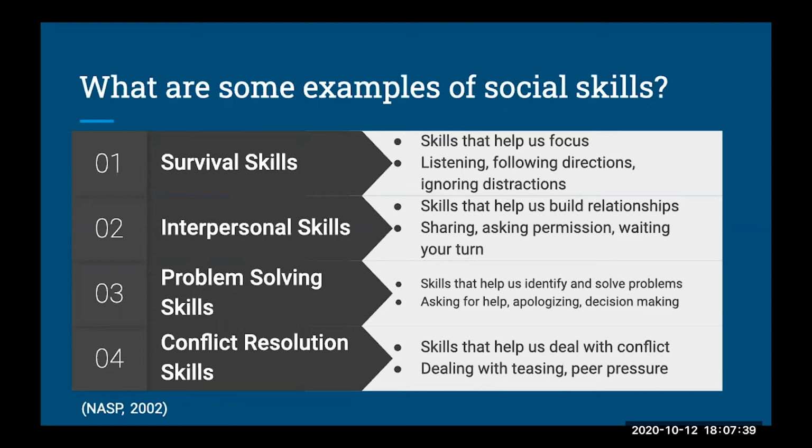Third, problem-solving skills are skills that help us identify and solve problems. These skills include asking for help, apologizing, and engaging in decision-making. Finally, conflict resolution skills are more complex skills that help us deal with social conflicts. These skills include dealing with things such as teasing and peer pressure.